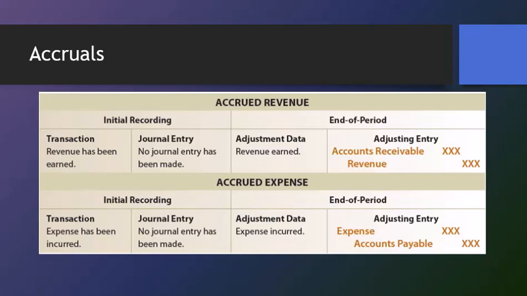That adjusting entry would be a debit to accounts receivable because the company owes us. Remember, accounts receivable is an asset, and a credit to revenue to increase. So in this case, we're increasing receivables and also increasing revenue. All right. The second type of accrual is an accrued expense. This is an expense that we have incurred, but we haven't paid it yet. The adjusting entry is going to be a debit to the expense account and a credit to accounts payable.